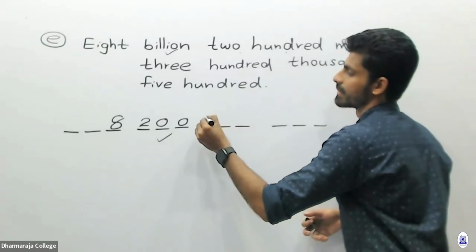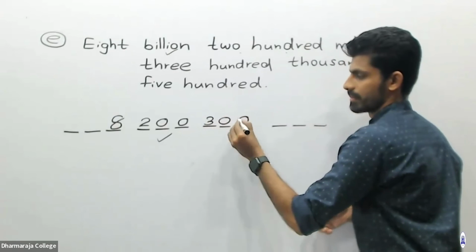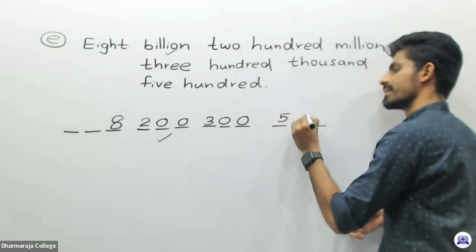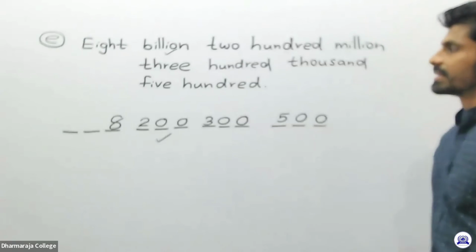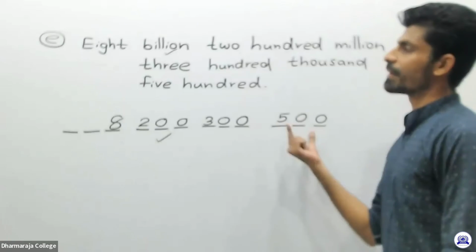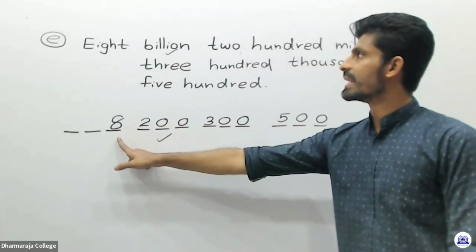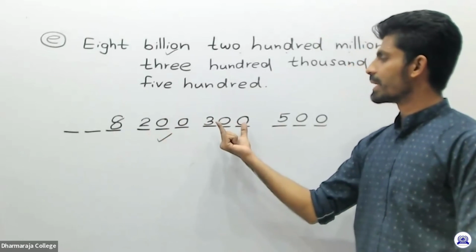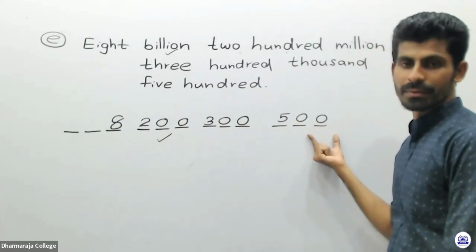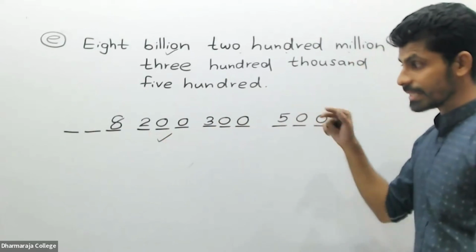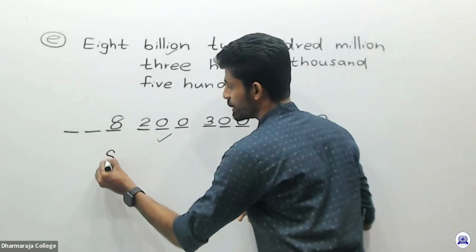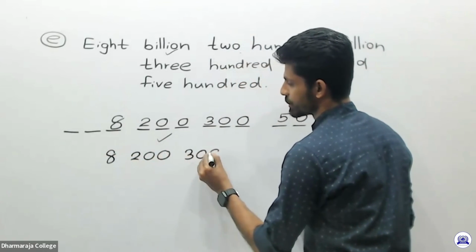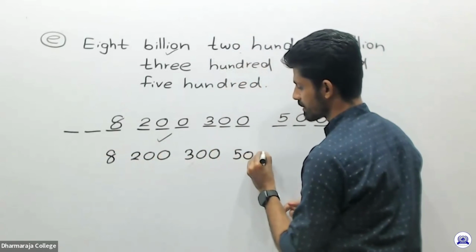300,000. 500. 8 billion, 200 million, 300,000, 500. Then you can write down the value 8 billion, 200 million, 300,000.